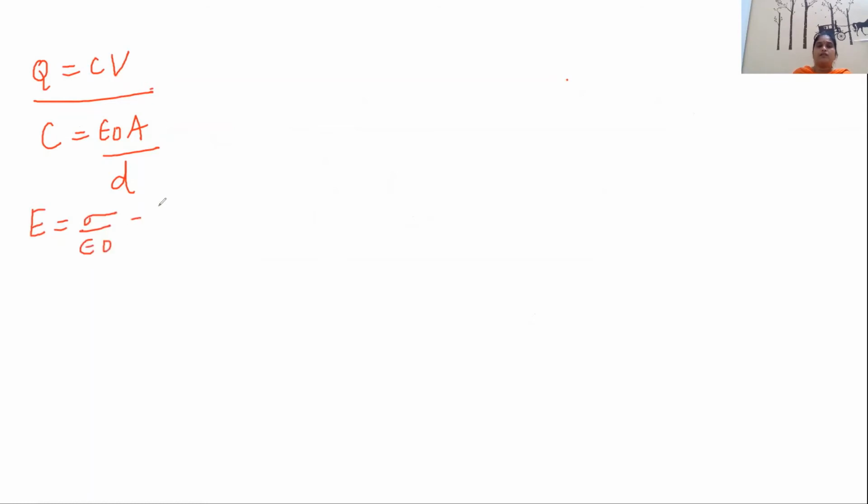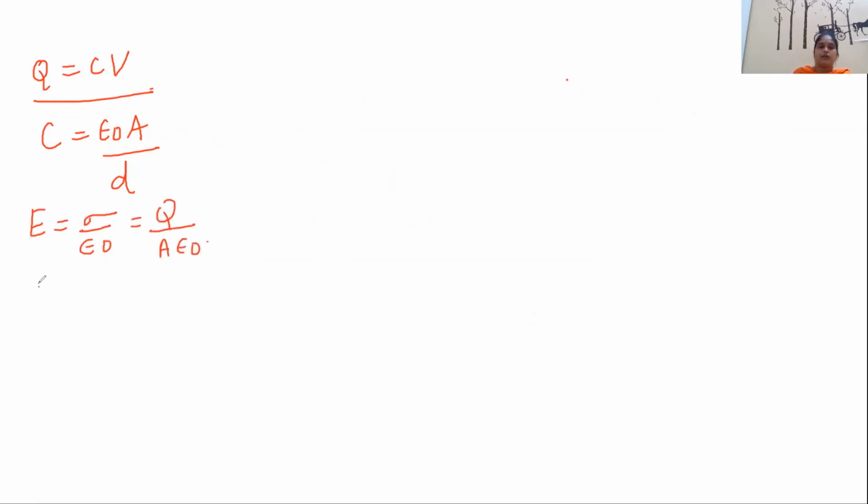So now we will move on to the graphs. Till now we were studying the formula Q is equal to CV, and the capacitance of a parallel plate capacitor, where C is equal to epsilon naught A by D, and the electric field is sigma by epsilon naught, which is Q by A epsilon naught.